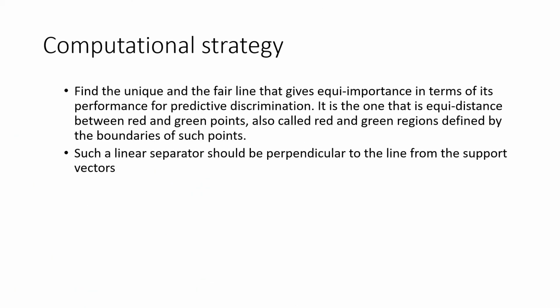So essentially, the computational strategy is to find the unique and fair line. It's fair in the sense that it gives equal importance to both the green and the red points in terms of separability, and it is the one that is equidistant between the red and green points, also called red and green regions, defined by the boundaries of such points. Only critical boundary points matter; they are called support vectors. And it's not only a boundary point, but it's also specifically for separation purposes. So not all boundary points are support vectors. Okay, remember that. Such a linear separator should be perpendicular to the line from the support vectors.